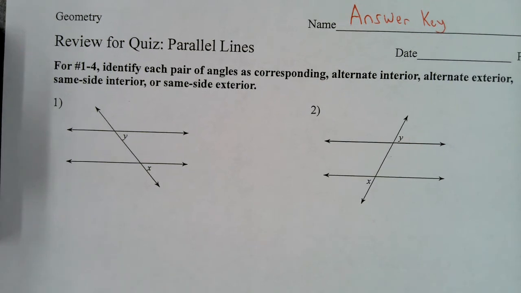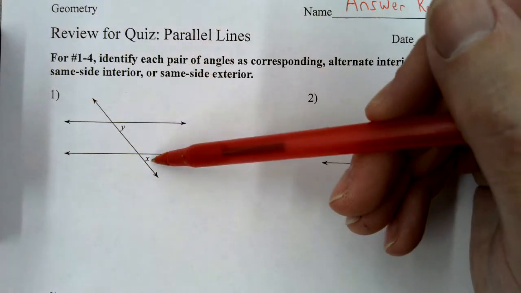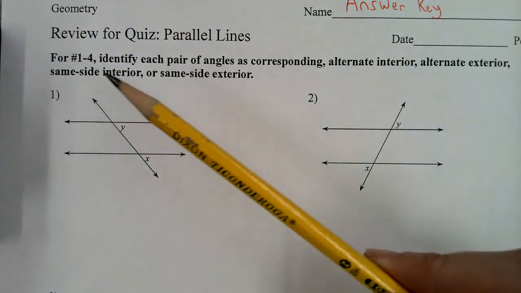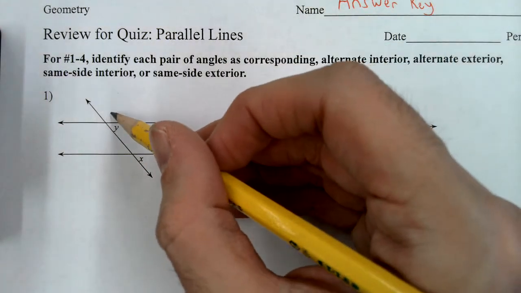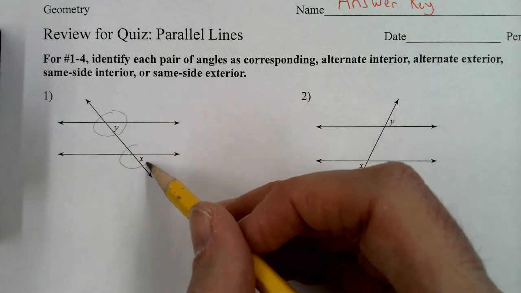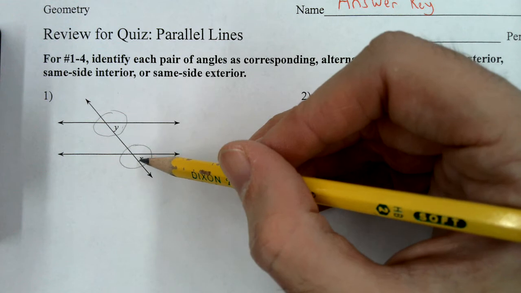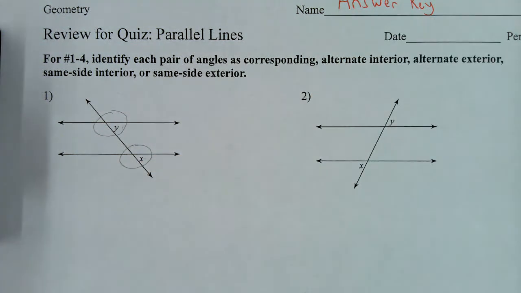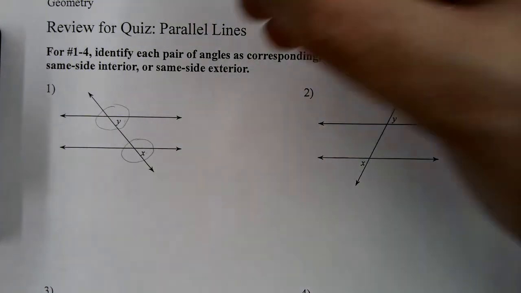Okay, so for this one right here, number 1, if you think about these 4 angles up here as like one neighborhood, and you think about these 4 down here as another neighborhood, Y is in the bottom right of this region, X is in the bottom right of this region, so those are called corresponding angles. Okay, so these are corresponding.